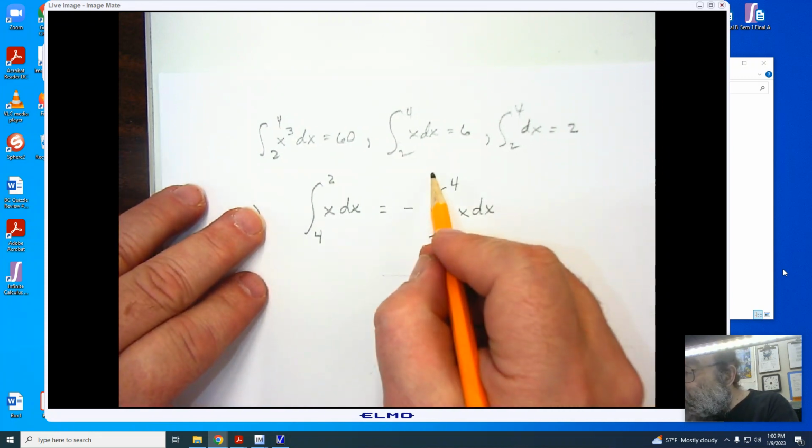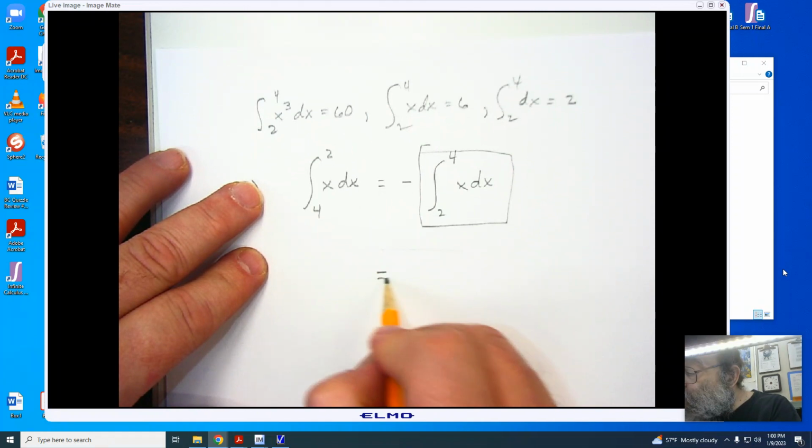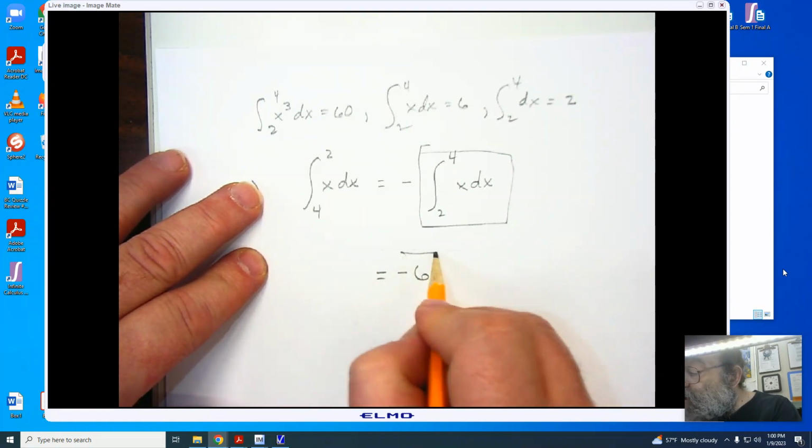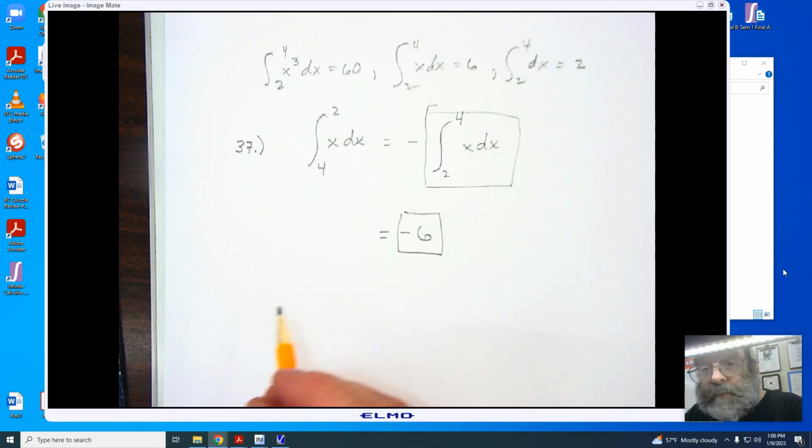And we're going to now do a direct substitution with this piece right here. And we end up getting negative 6. So my answer for 37 is negative 36.